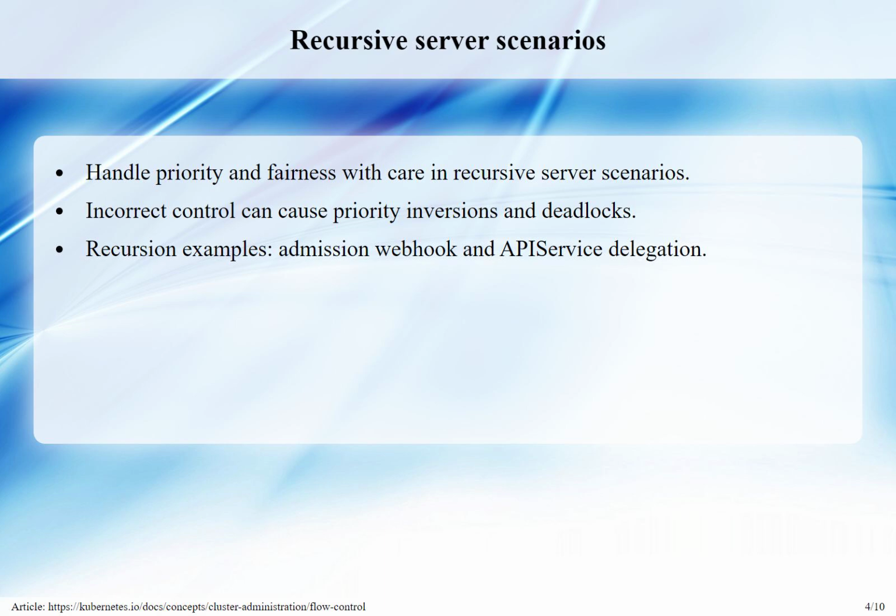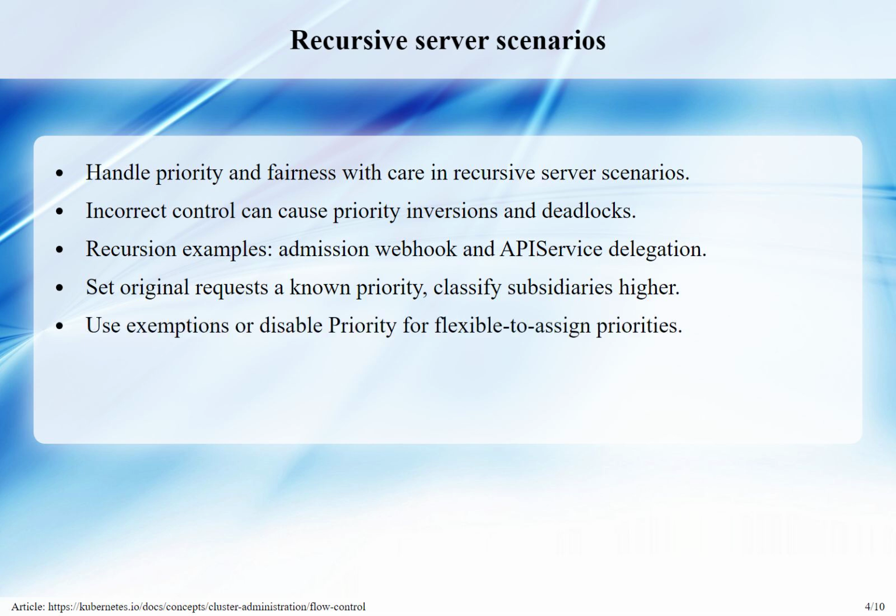Recursion examples include the Kubernetes API server calling server B through an admission webhook and then receiving a subsequent callback. Another example is delegation requests to server B through an API service object. To avoid issues, it might help to assign a known priority level to the original request and classify the subsidiary requests to higher levels, making them exempt from control limitations.